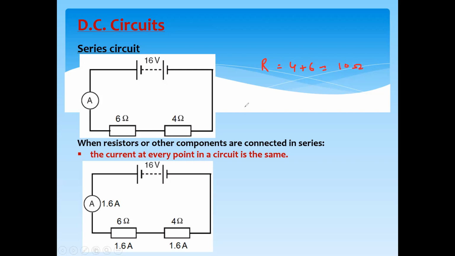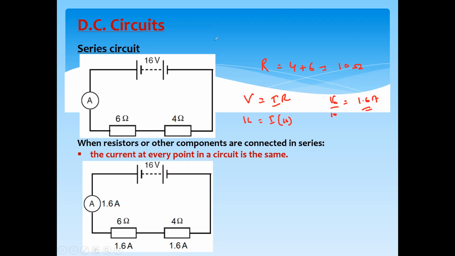Now we need the total current, so we use the formula V = IR, where V is the total voltage of the circuit and R is the total resistance of the circuit. So voltage is 16, current we don't know, and the resistance of the circuit is 10. This 10 is multiplied on one side, so on the other side it will be divided. So it will be 16 divided by 10, and we'll get 1.6 ampere. So 1.6 ampere is the total current which flows through the circuit.